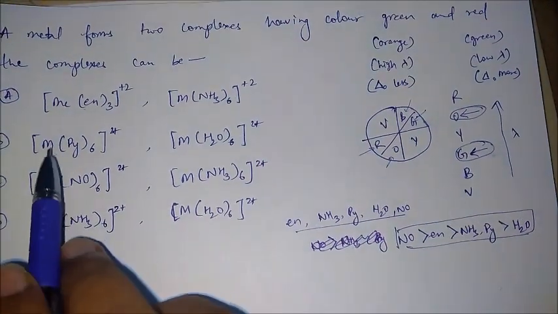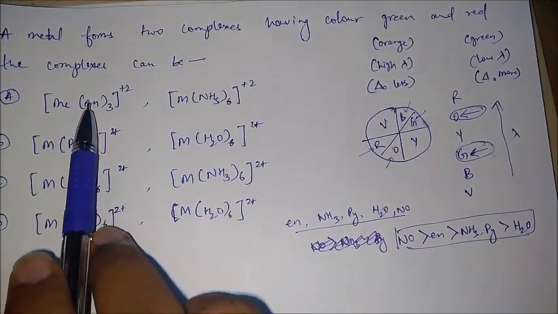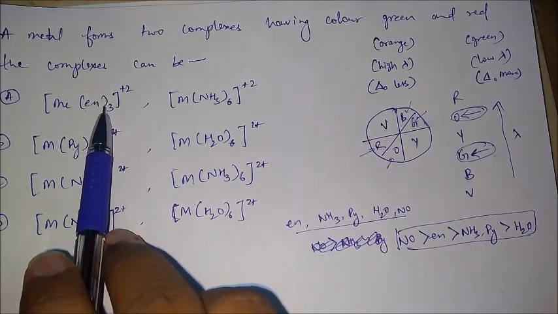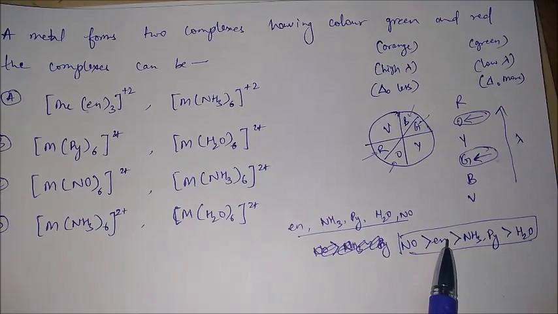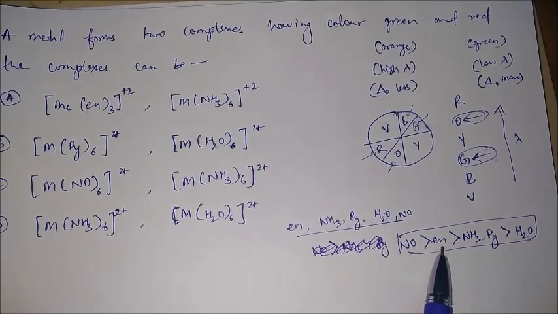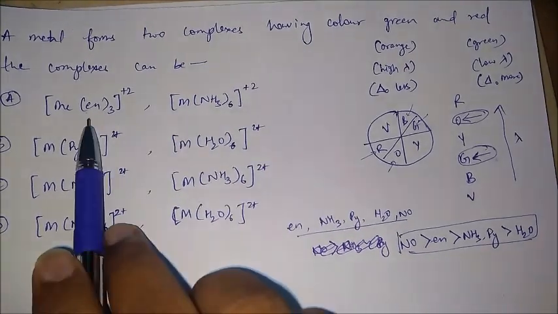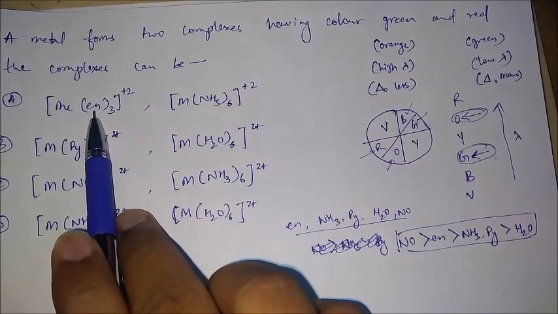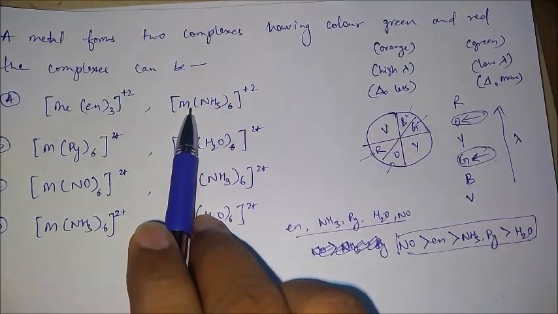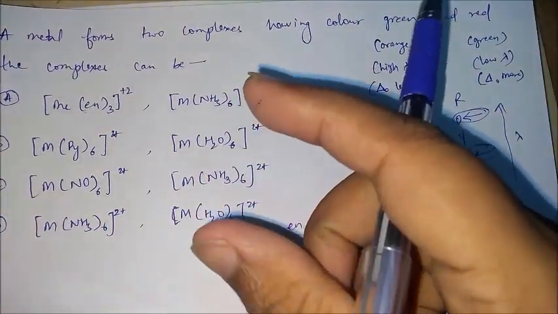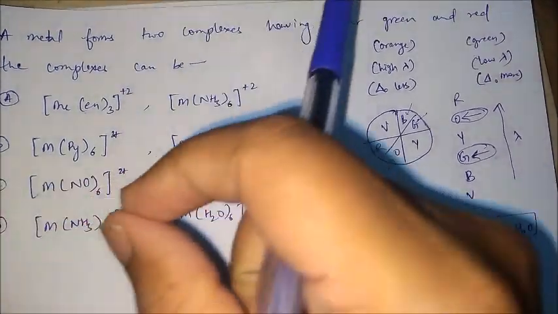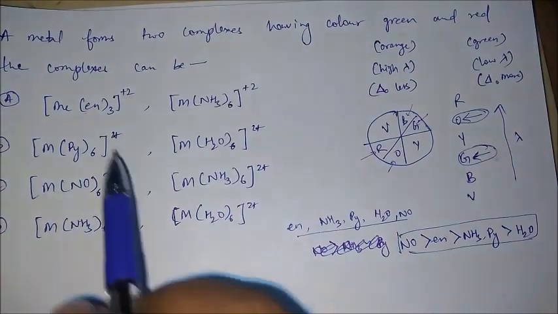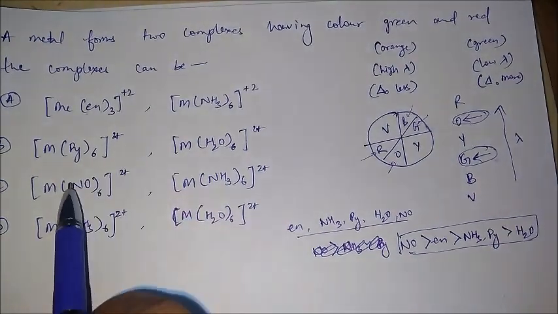Now if you see over here, in the first one delta O is more, because ethylene diamine is obviously a stronger ligand than NH3. So if you compare, delta O will be more for this and less for that, meaning it will have more splitting, because this is stronger than NH3. So this cannot be your correct option.